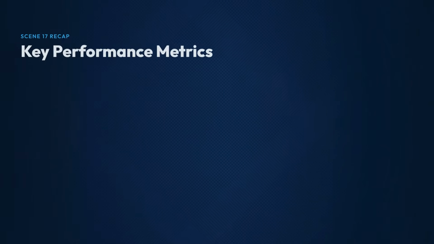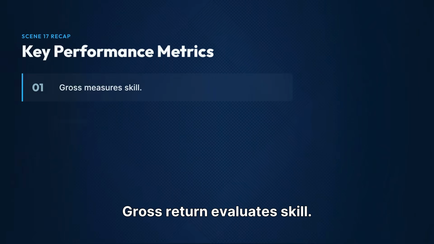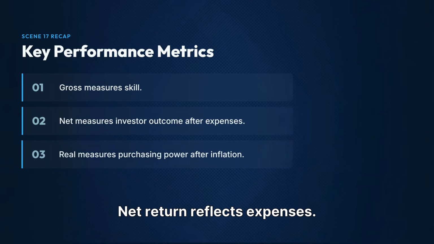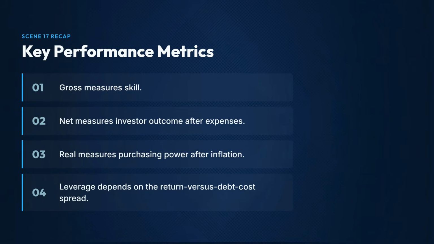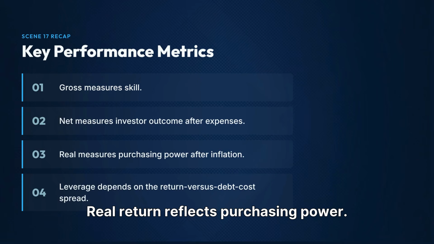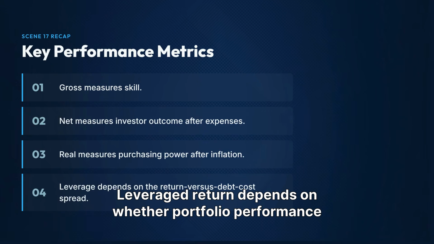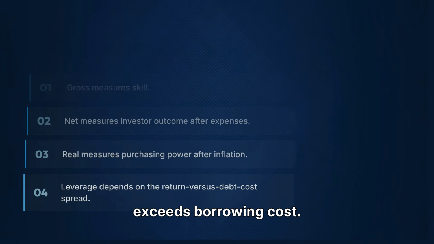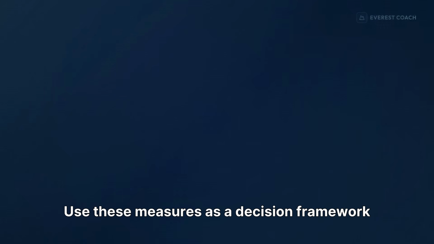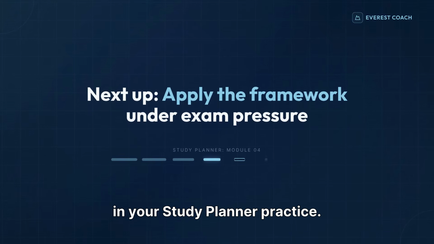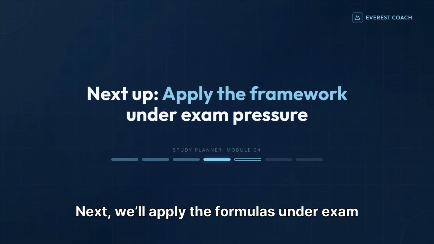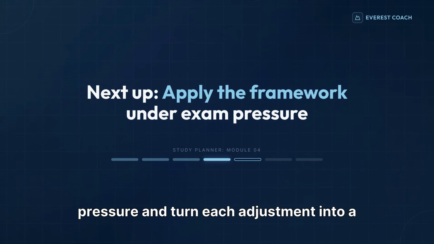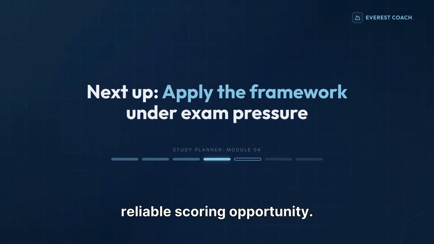Remember the framework. Gross return evaluates skill. Net return reflects expenses. Real return reflects purchasing power. Leveraged return depends on whether portfolio performance exceeds borrowing cost. Use these measures as a decision framework in your study planner practice. Next, we'll apply the formulas under exam pressure and turn each adjustment into a reliable scoring opportunity.